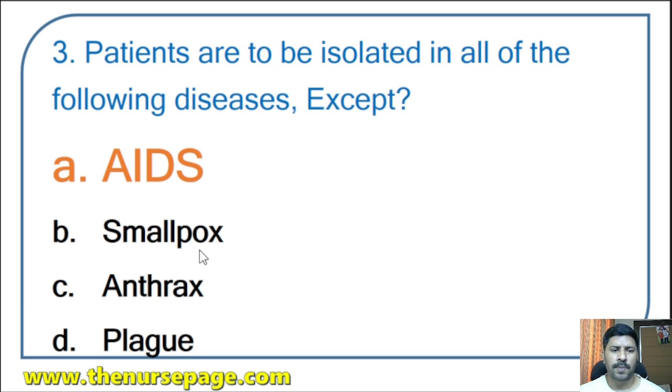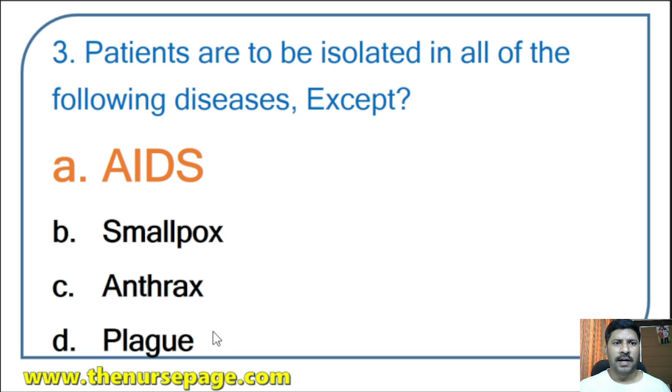Smallpox is transmitted directly, through direct contact or droplet transmission. In anthrax also, the spores of the bacteria will transmit either through droplets or through injured wounds. Plague also has multiple ways of transmission. The infected bacteria will transmit through rodents, or it will also transmit through droplet infection.